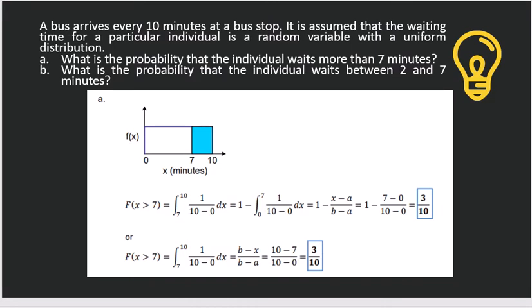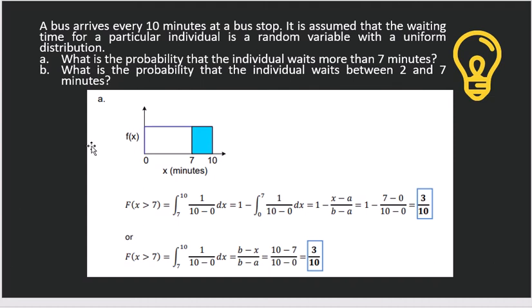So for example, a bus arrives every 10 minutes at the bus stop. It assumes that the waiting time for a particular individual is a random variable with a uniform distribution. So A, what is the probability that the individual waits more than 7 minutes? B, what is the probability that the individual waits between 2 and 7 minutes?